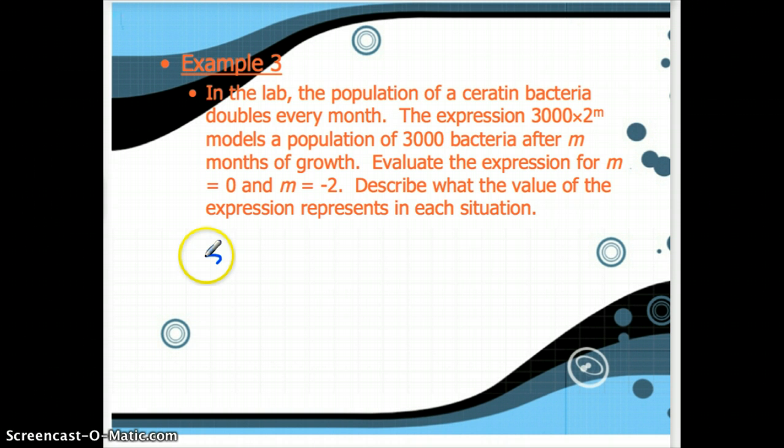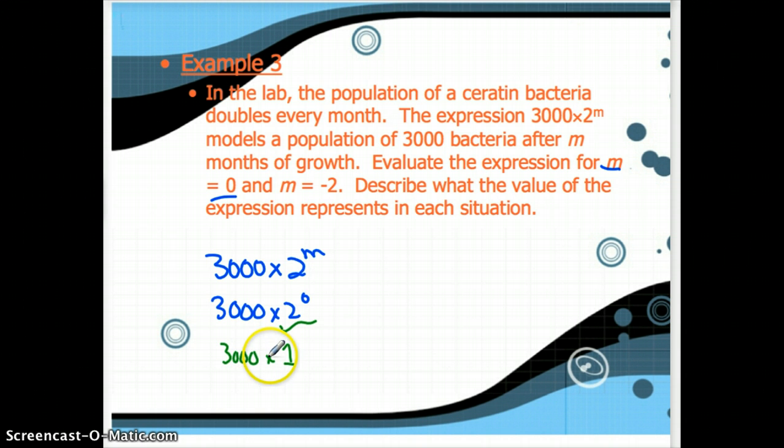So it says 3,000 times 2 to the m, and it said evaluate it for m equals 0. So let's try that first. 3,000 times 2 to the 0. All right, awesome. It's a 2 to the 0, so we know that equals 1. And 3,000 times 1 just equals 3,000. Okay, so that means there are 3,000 bacteria at 0 months. So at month 0, so probably when you're starting this project. Okay, so right at the beginning when you're starting the project.